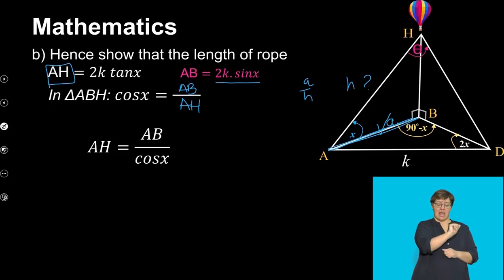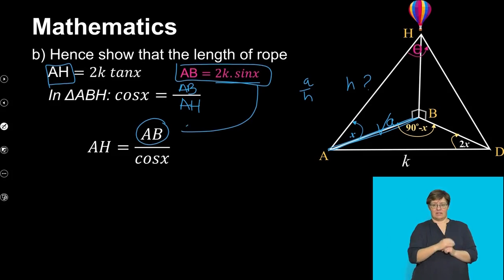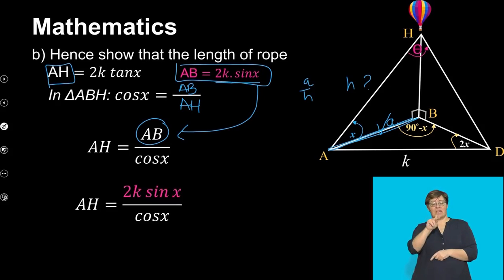So AH is equal to AB over cos of x. But now I can substitute this for AB there. So let's do that quickly. Okay, so 2k sine x goes in my numerator. And what did they want us to prove? They want us to prove AH is equal to 2k times tan of x.